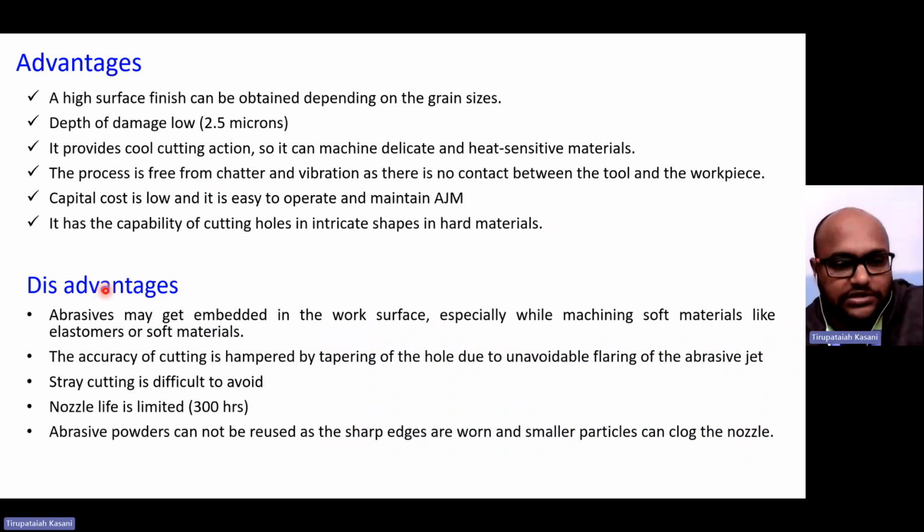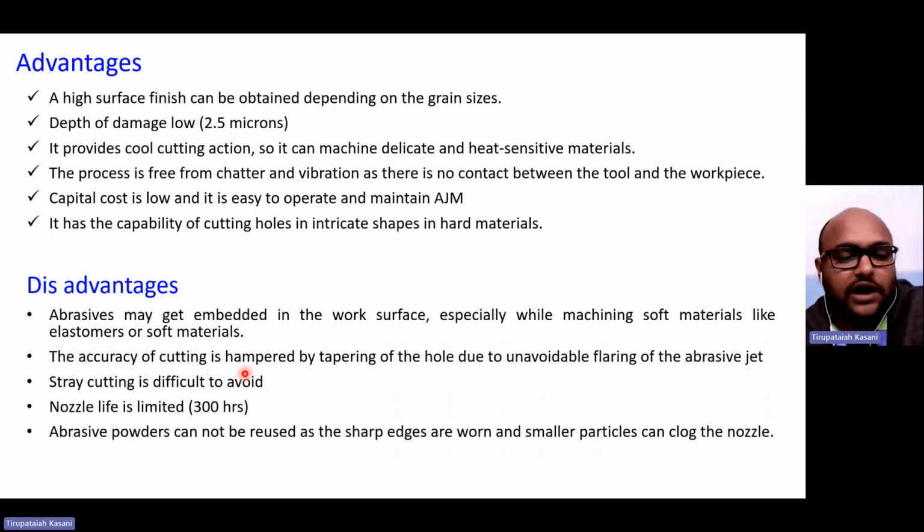Here are the disadvantages. Abrasives may get embedded in the work surface. Means, as I told, the abrasive particles have multiple cutting edges. If the workpiece is ductile enough, the abrasive particles may hit and clog, may get stuck over the top surface of the workpiece. Okay, they may get embedded in the work surface if the workpiece material is ductile or highly toughened, especially while machining soft materials like elastomers.